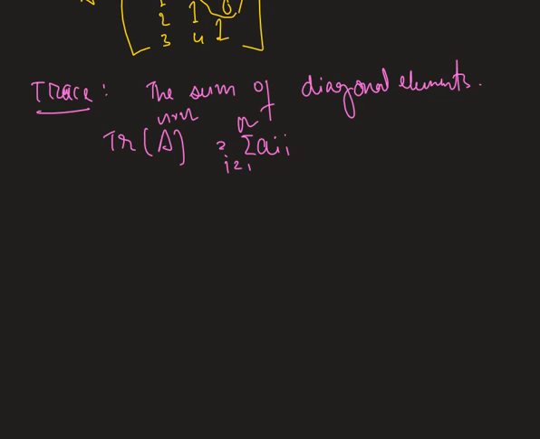Now our next topic is equality of matrices. Suppose two matrices A and B are equal if m equals r, that is the number of rows in A equals the number of rows in B, and n equals s. Suppose we have two matrices A and B of order m cross n and r cross s.